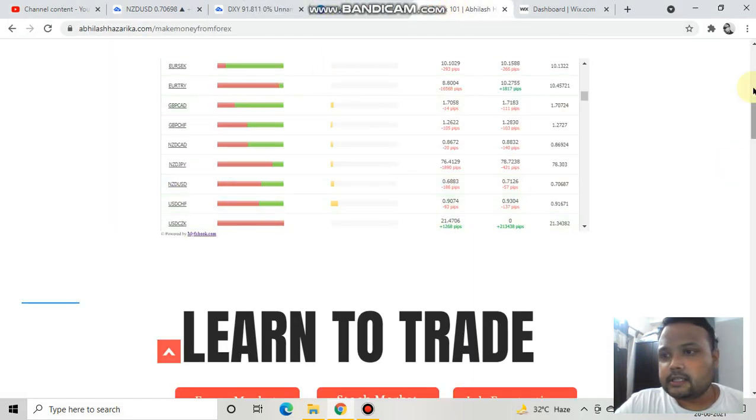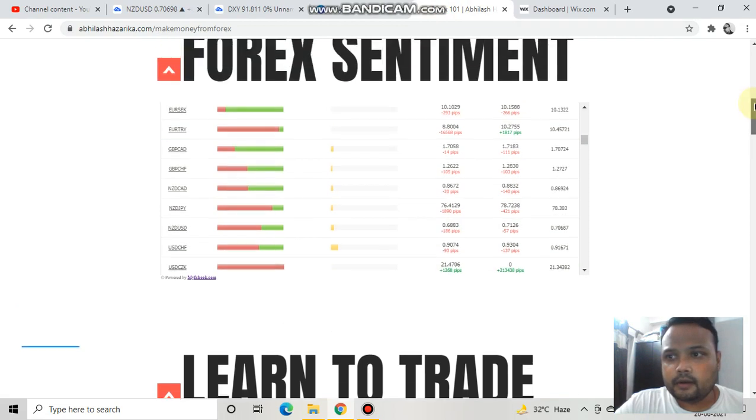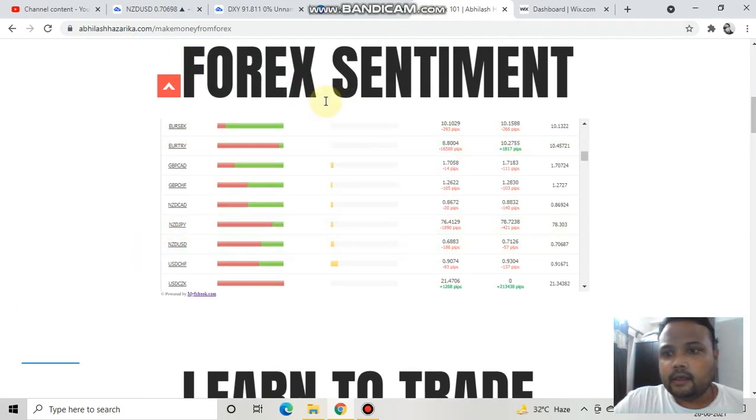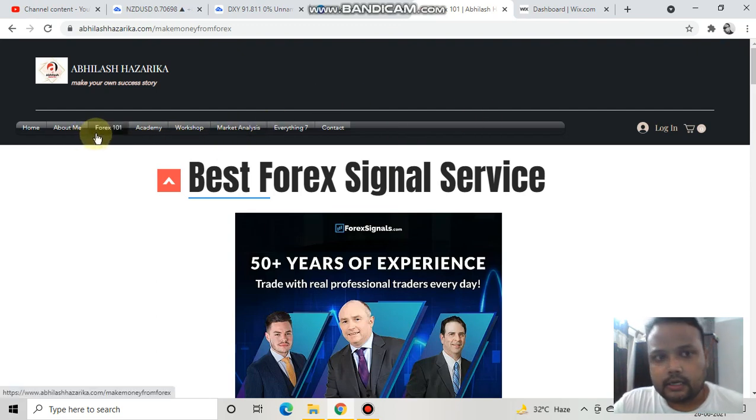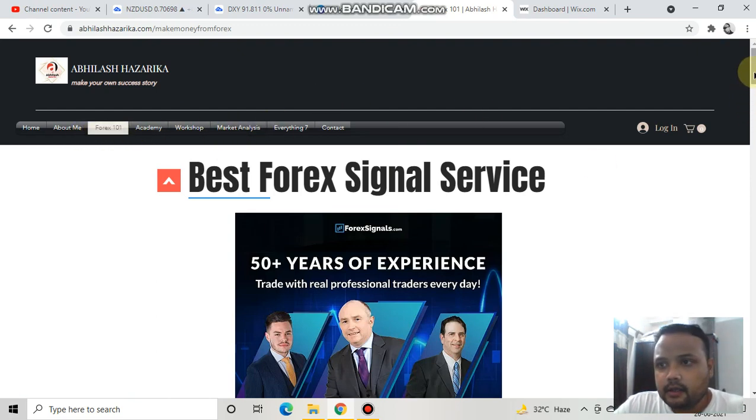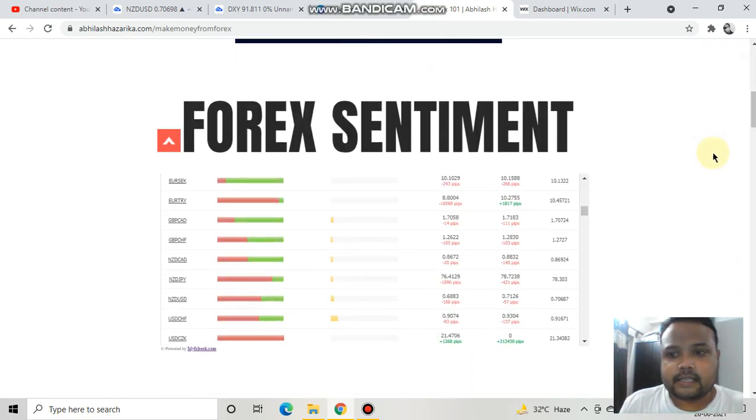And I would like to show you one more thing here. See, this is the chart. This is the Forex sentiment meter. You will find this Forex sentiment meter on my website. Just go to my website avilashacharika.com, and you will find the Forex sentiment meter under the Forex 101 tab. You just click on it, scroll down, and you will find this Forex sentiment meter.